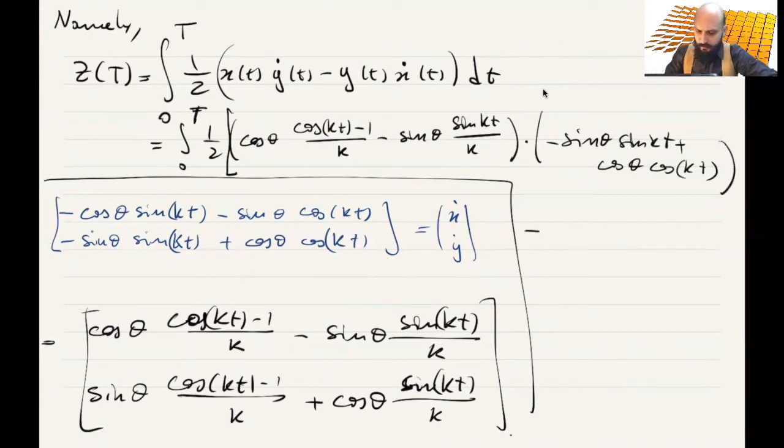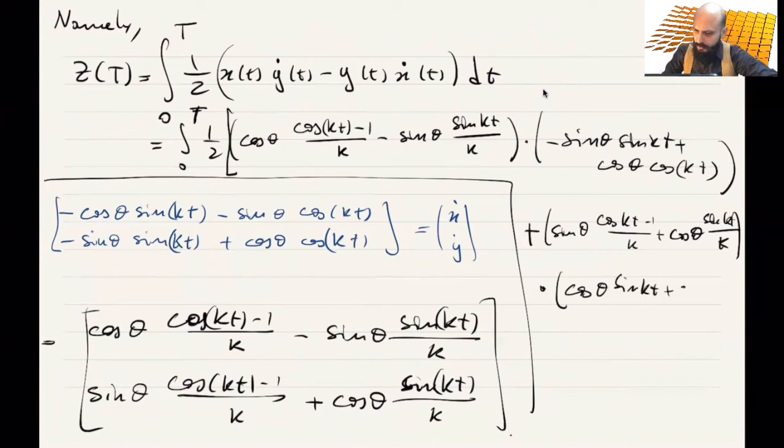Then minus, let's not forget about this minus. Let's try that. I will remember to change the signs here, and I put already plus. So y is sine theta (cos kt minus 1) divided by k plus cos theta sin kt divided by k. Then multiplying, now I have to change the sign of y dot, so it's going to be cos theta sin kt plus sin theta cos kt times cos kt, integrated in dt. Okay.